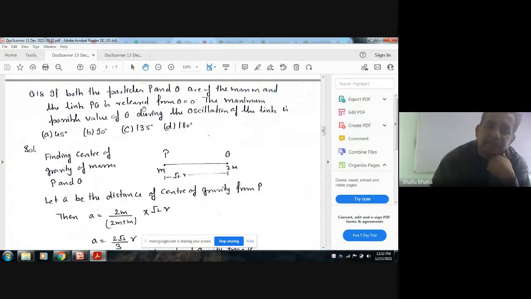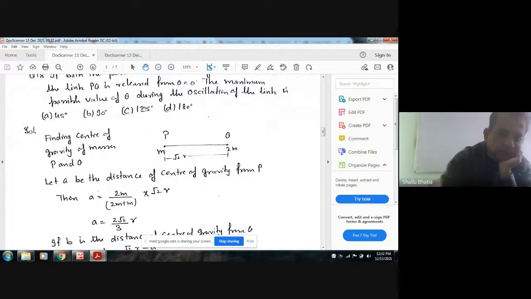Find out the center of mass. The length of this link is root 2 R. Mass m is the mass of particle P, and 2m is the mass of the particle at Q. Suppose A is the distance of the center of gravity of this system from P, so taking moment about P.